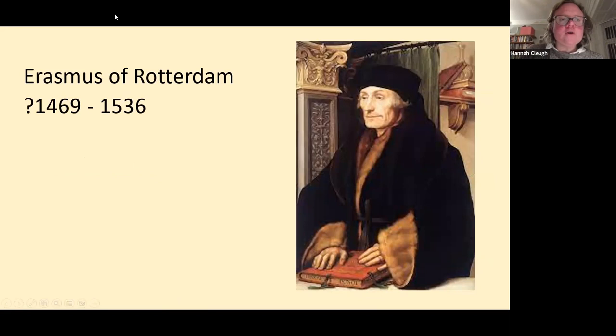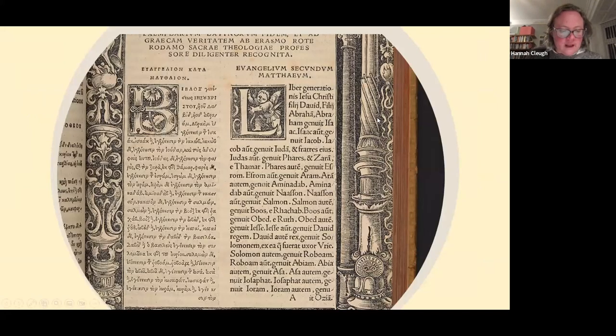So, born in Rotterdam in the Low Countries in probably 1469, but nobody's entirely sure, he died in 1536 and wrote to everybody in Europe. He was the greatest letter writer of his day. In 1516, he published his version of the Greek New Testament, the Novum Instrumentum Omne, printed in Basel. There you are, there's a printed version of it. That sits in the British Library now.